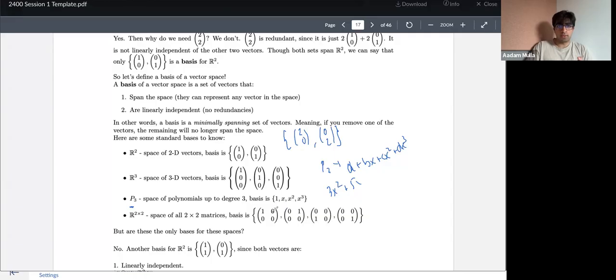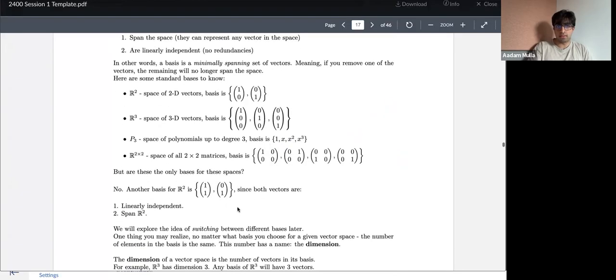Same thing, R2 by 2 is the space of all the 2 by 2 matrices. It needs to have 4 basis vectors, or basis matrices, because we have 4 entries, right? And then underneath we can see we're saying these are not the only basis, right? Another basis is this one or a different one, and we're going to talk about that later, switching between different bases.